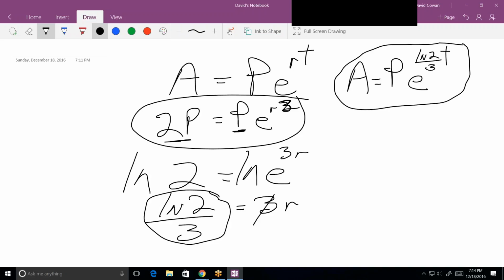Stuff that has exponential growth, depending on what it is, is going to have different r's. In other words, a bacteria culture would have an r that wouldn't be the same as this.